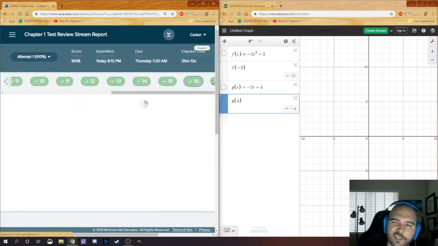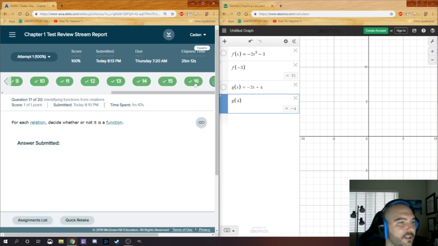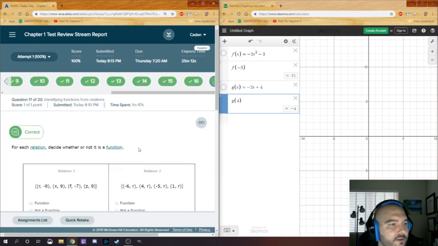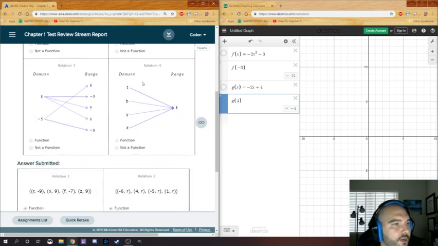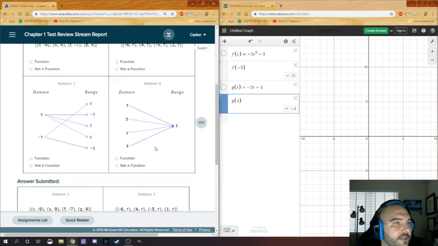That kind of wasn't really exactly the style of question I wanted to give you guys, but it's an easy one, so it's fine. Deciding if stuff is a function, when you have ordered pairs, you're looking for repeats of the x values. I didn't have any repeats on my x values, so mine were both functions. And then when you're looking at these mappings, you don't want to see multiple arrows coming out of one. That's not good. So I had not a function and yes a function.